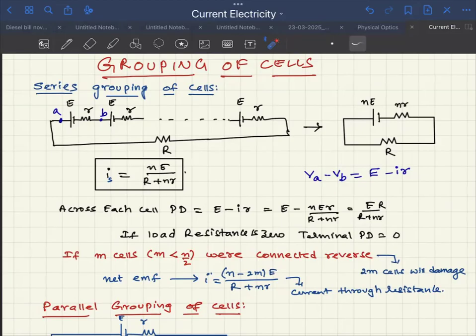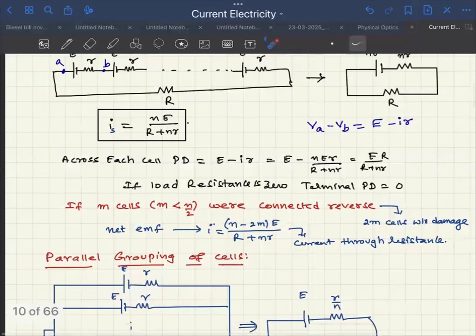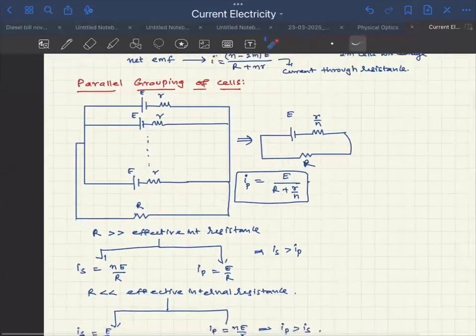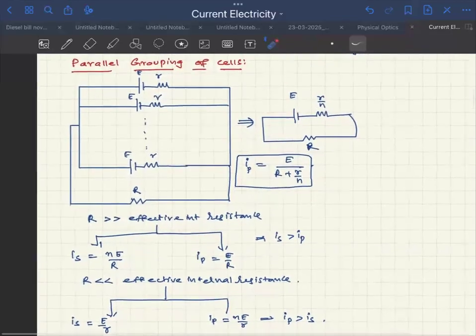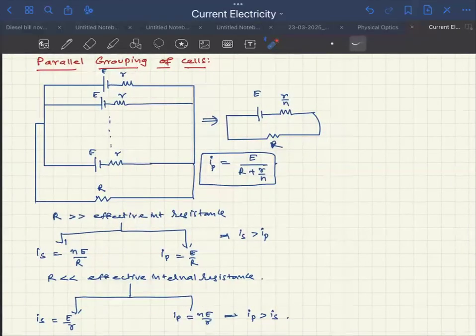Right. Next, now parallel grouping of cells. This is called parallel grouping of cells. Which means each cell, again, please keep it in your mind, battery and internal resistance are not two different things. The entire thing is in one single box. All such boxes I have connected in parallel. Suppose there are N cells, all N connected in parallel.